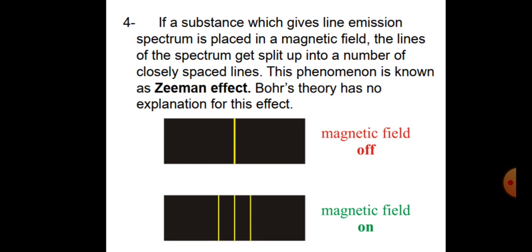Here we have two diagrams. In the first diagram, we have only a single line, which is a spectral line with magnetic field off. In the second diagram, we have three lines with magnetic field on. Bohr's theory failed to explain why a single spectral line is splitting into composite lines.